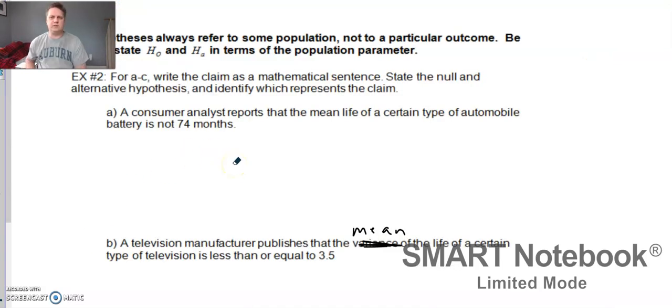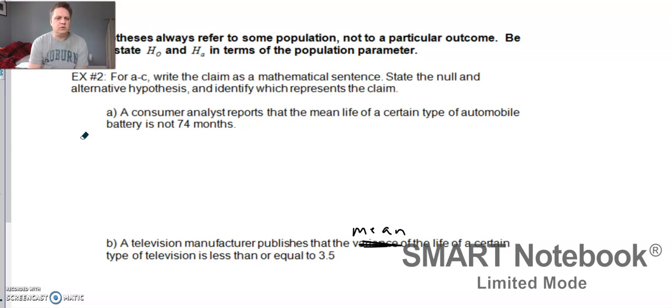All right, so here we go with more examples. Hypothesis always refers to some population, not to a particular outcome. Be sure to state the null and alternate hypothesis in terms of the population parameter. Remember, the population parameter is the mean or the standard deviation. So write the claim and state the null and alternate hypothesis. What we'll do is underline the claim.